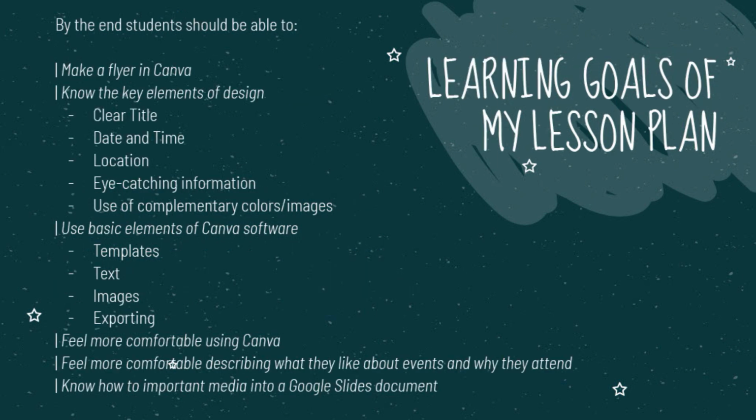So the learning goals of the lesson plan were, by the end, students should be able to make a flyer in Canva, know the key elements of design that I chose, so a clear title, the date and time, location, eye-catching information, and the use of complementary colors or images. They should be able to use basic elements of the Canva software. We focused on templates, text, images, and exporting. They should feel more comfortable using Canva by the end. They should feel more comfortable describing what they like about events and why they attend them. And they should know how to import media into a Google Slides document.